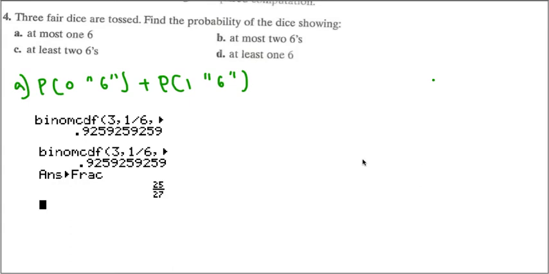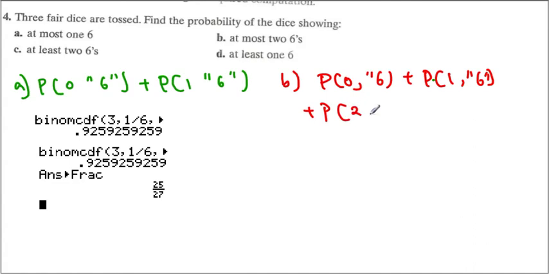Now, let's look at the second one. At most 2. At most 2 basically is looking at probability of getting 0, 6, and then probability of getting 1, 6, and probability of getting 2 6s. So let's try to look into this one for a second, see what happens.